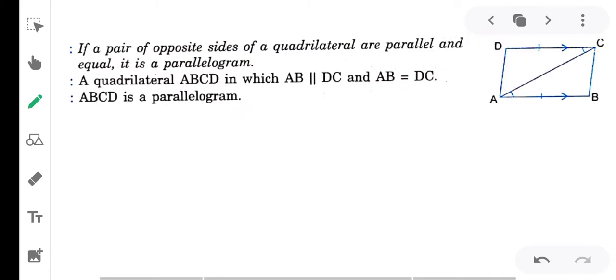Then if a pair of opposite sides of a quadrilateral are parallel and equal, that means AB is parallel to DC and AB equals DC also, then it will be a parallelogram. Clear? If in a quadrilateral opposite sides are equal and parallel, that means AB equals CD and AB is parallel to DC, then ABCD is a parallelogram.